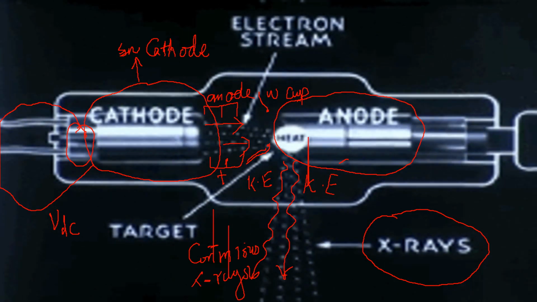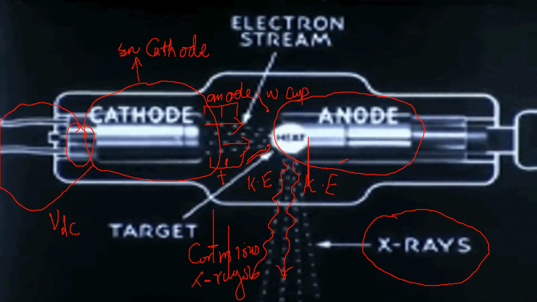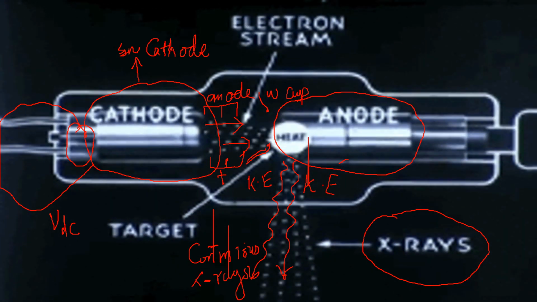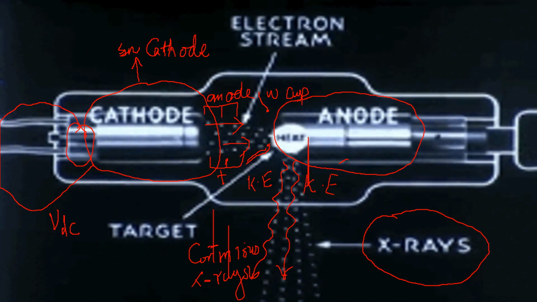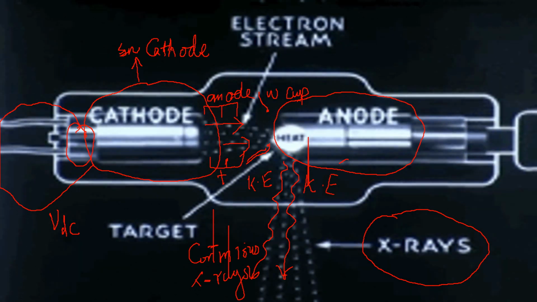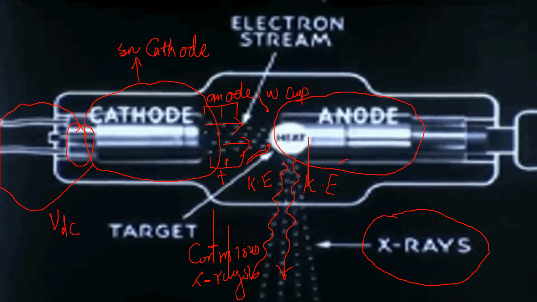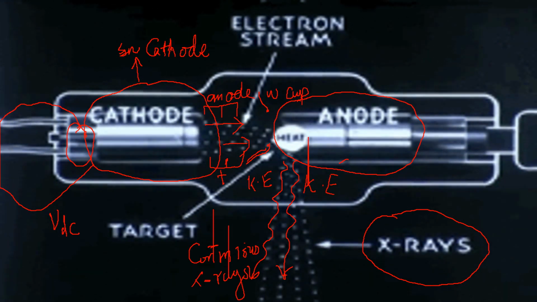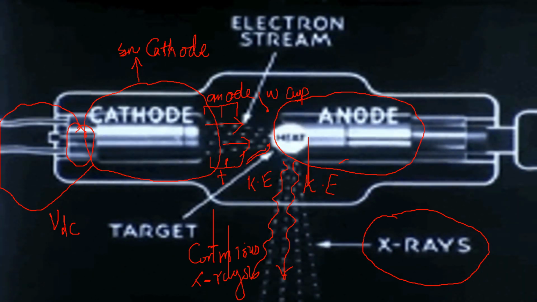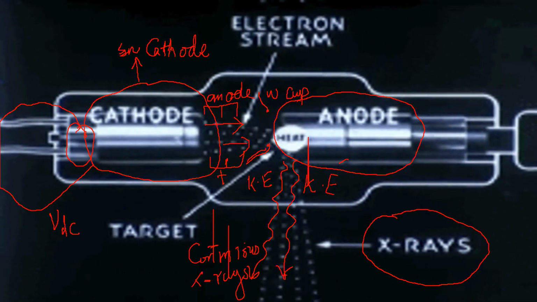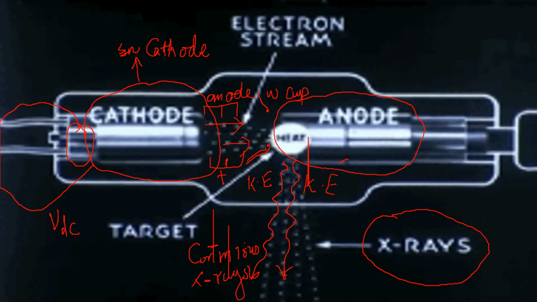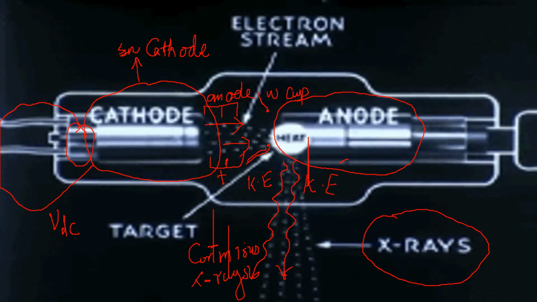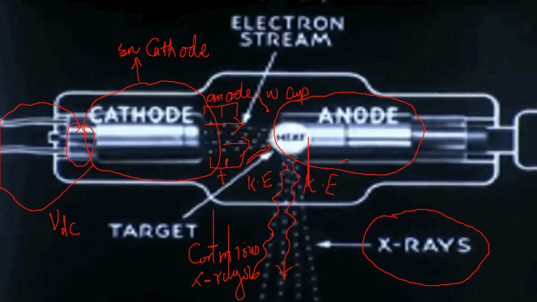So dear student, if I discuss the X-rays tube which is used to generate continuous X-rays, please note that the X-rays tube consists of a tube which is evacuated. This tube consists of a cathode and anode. These cathode and anode are connected with a high potential difference.